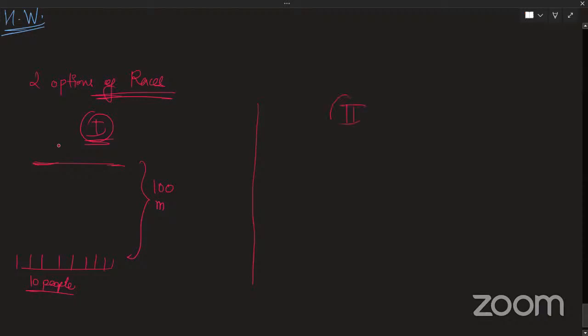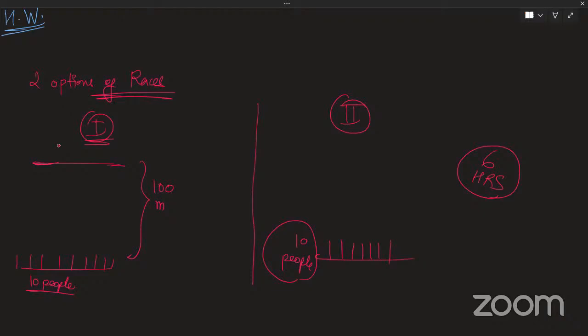I have a second race, with the same 10 people standing over here. But here I am not setting any boundary. I am telling all these people, कि भाई तुम्हारे पास 6 घंटे हैं. You have 6 hours. Whoever runs the most in these 6 hours will win the race. Which of these races, according to you, will be tougher?